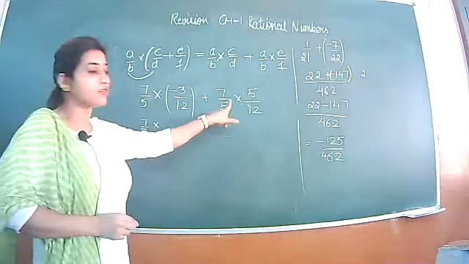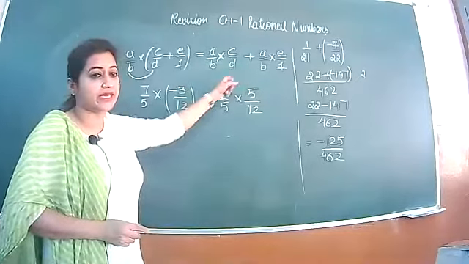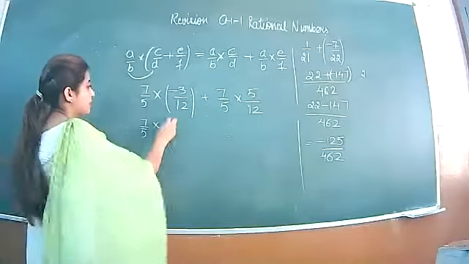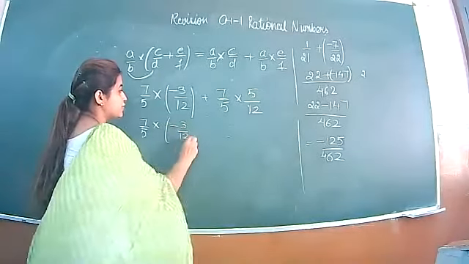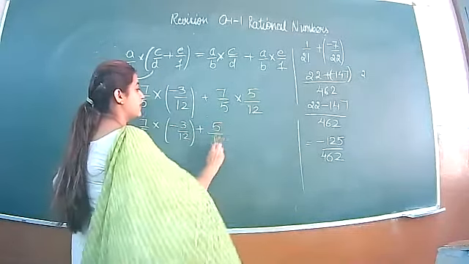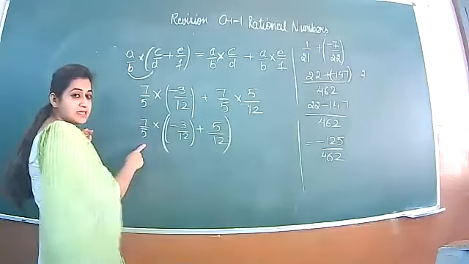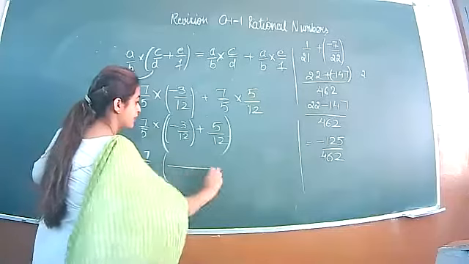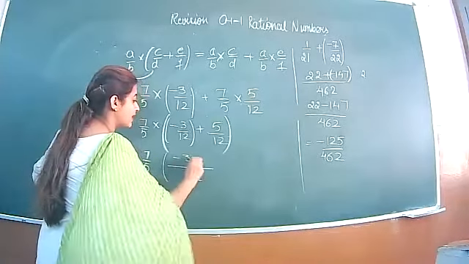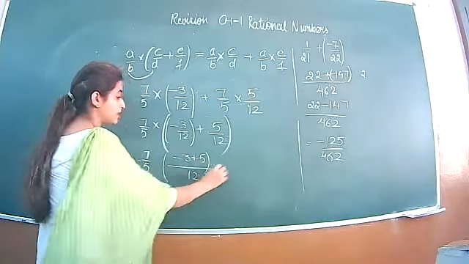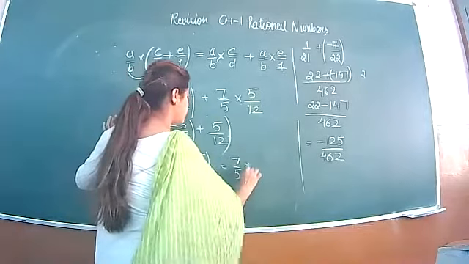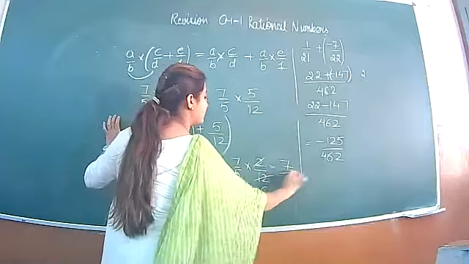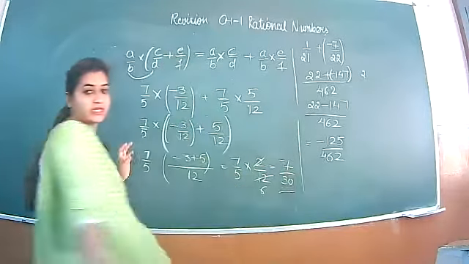4 terms are given which are exactly same as right hand side. After taking common, this will reduce to 3 terms. Minus 3 by 12 plus 5 by 12. You have taken 7 by 5 common. 7 by 5 same. 12 LCM minus 3 plus 5. This is 7 by 5 into 2 by 12. Answer is 7 by 30.